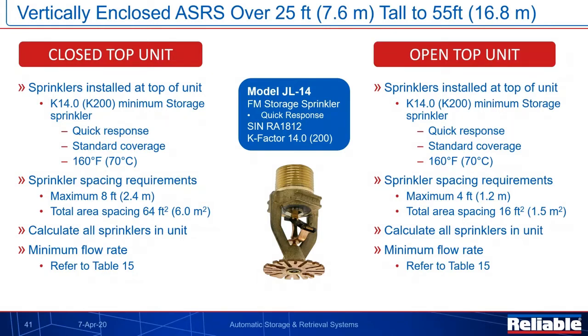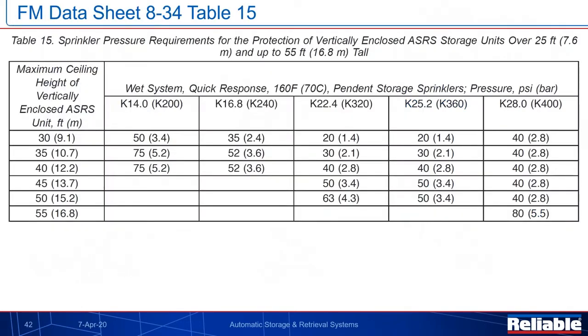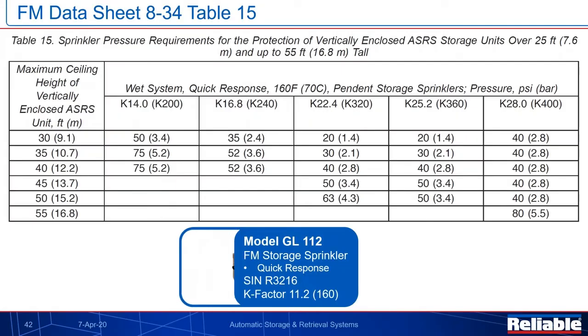Now, what's unique about this over 25 foot tall type arrangement is we don't get a prescribed flow rate like we did before. We now see that we need to look at Table 15 for how to calculate. Table 15 indicates those types of protection criteria for K14 all the way up to K28 storage sprinklers that are pendants. And remember that we started out by talking about the model GL112, which is our 11.2 K factor product. And we needed 30 gallons a minute to protect one of those cabinets.